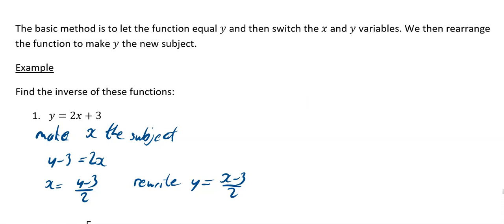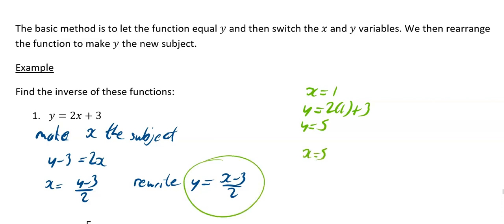Okay, so I'll do this in a different color. If I had put x equal to 1 into my original equation, so when x equals 1, y would be 2 times 1 plus 3, so y would be equal to 5. Now if I put x equal to 5 into this equation here, what would I get? So hopefully it takes me back to 1. That's the hope here. So we have 5 minus 3 divided by 2 is the same as 2 over 2, which is equal to 1.